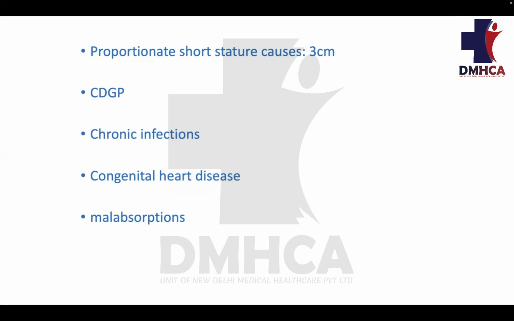C for constitutional delay in growth and puberty, CDGP, or you can say constitutional cause. Second C, chronic infections, and third C is congenital heart disease. It is 3 C's and M, M for malabsorption. So that's what. Okay, let's go to the next slide.